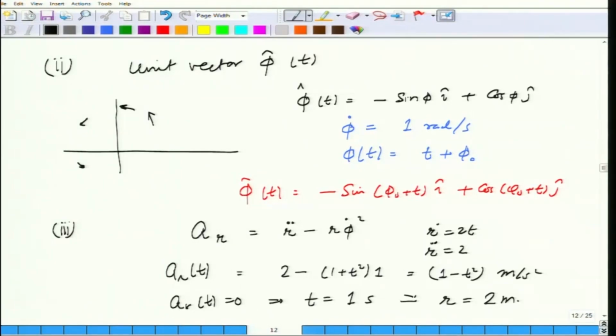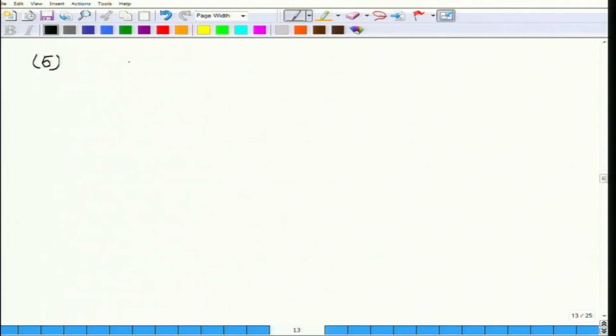Finally, let me do one problem in spherical polar coordinates, and that is, if I take spherical polar coordinates, if you recall from the lecture, what are these? This is x, y, and z.